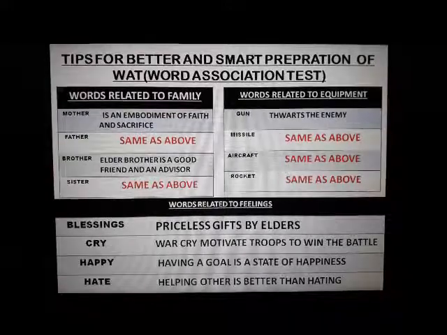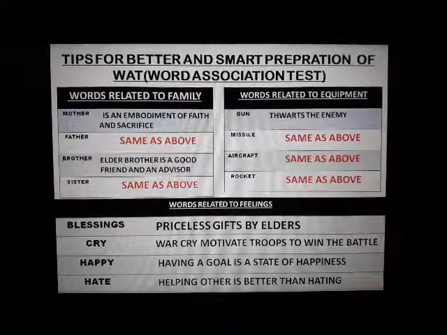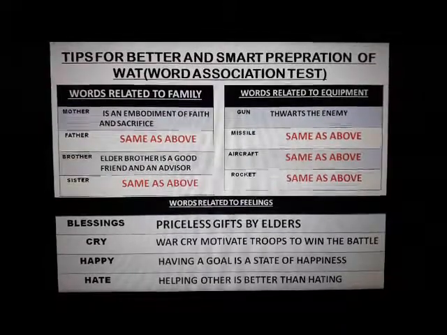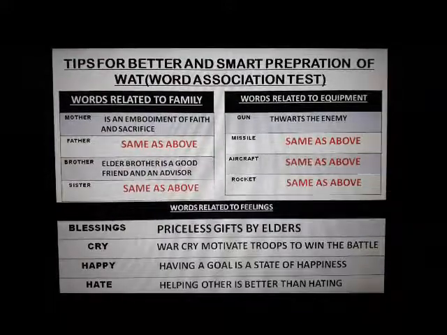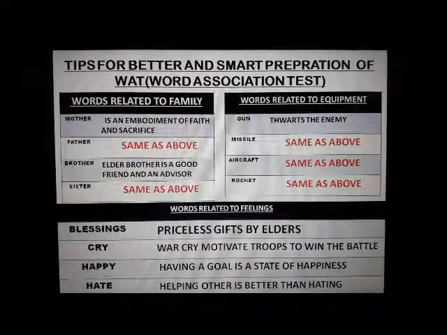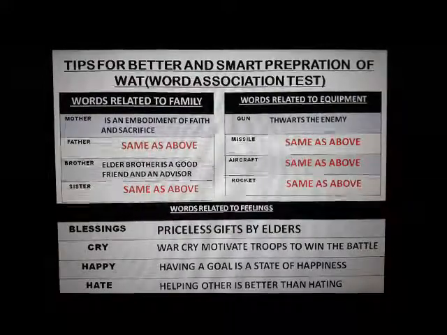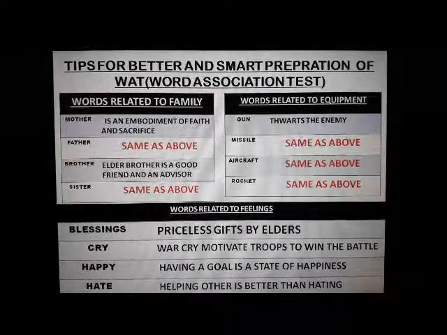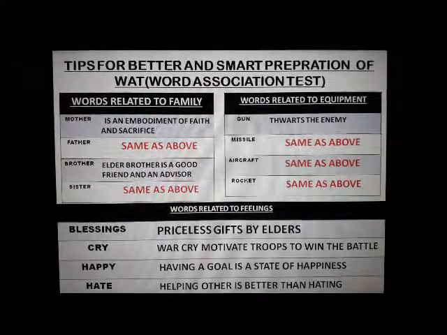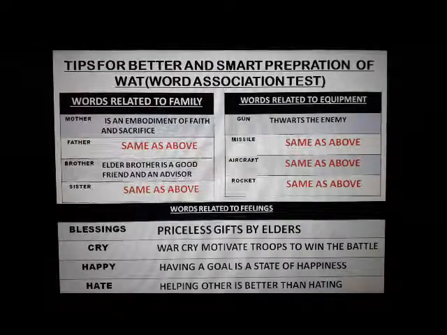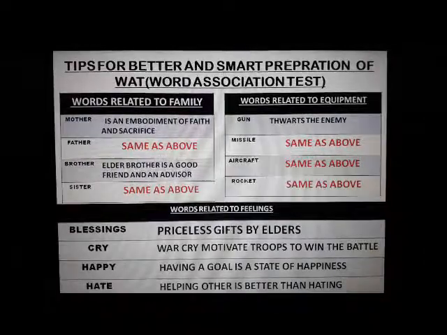Words related to equipment, like gun: Gun is used to threaten the enemy. Now you can use the same sentence for the missile, aircraft and rocket as well. And in the last, words related to feelings, like blessings, cry, happy and hate. So friends, it is one of the easiest methods: you can separate out, club or make a group of the words having the same meaning or showing the same kind of relationship amongst them. It will become very handy in your preparation.